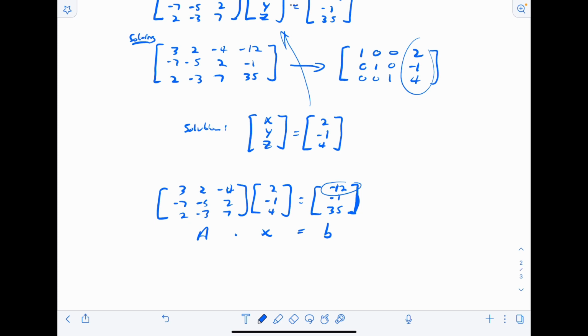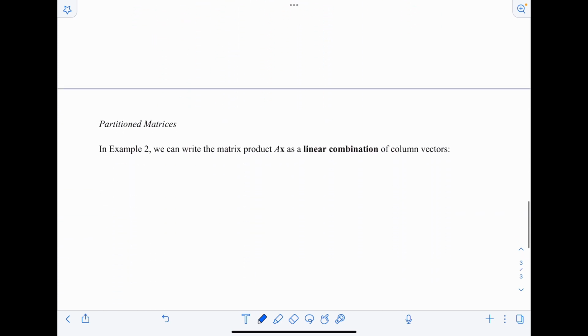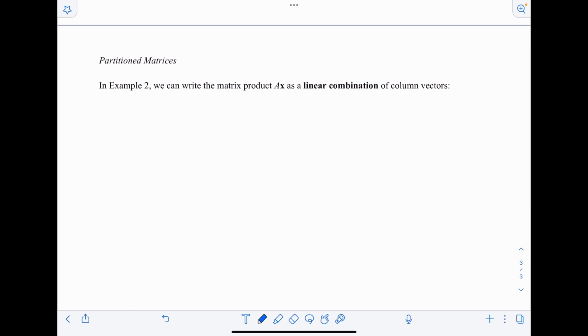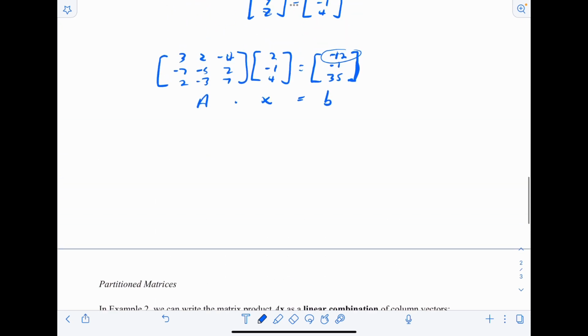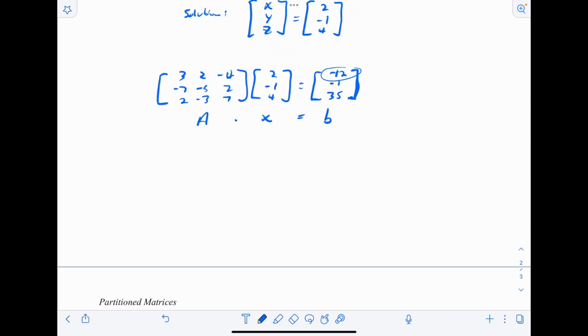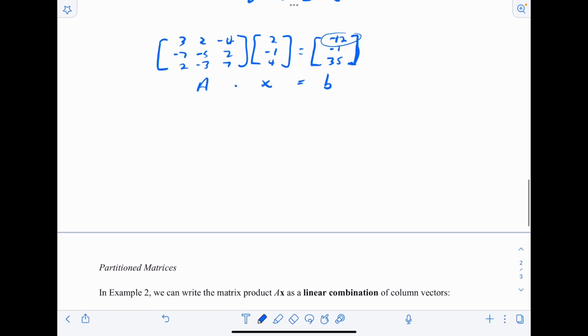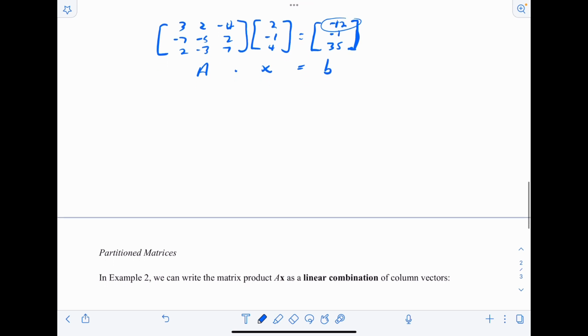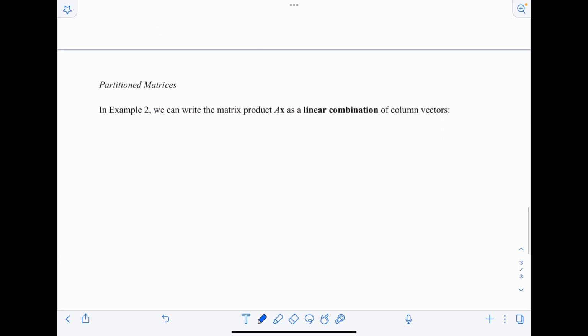All right. So the last thing I want to talk about is what is called partitioned matrices. We just looked at how to write this as different matrices being multiplied and broken up into smaller pieces. And that's really what a partitioned matrix is. It's really just taking a larger matrix and breaking it down into smaller parts. So for example, one way we can do that is to write it as what's called a linear combination of column vectors or column matrices.